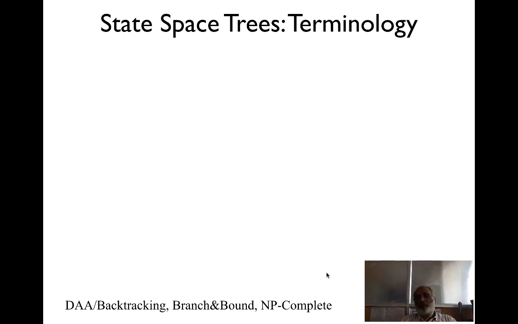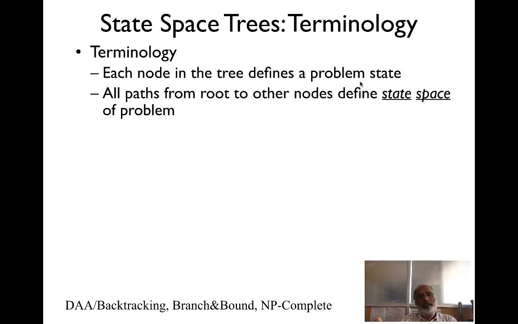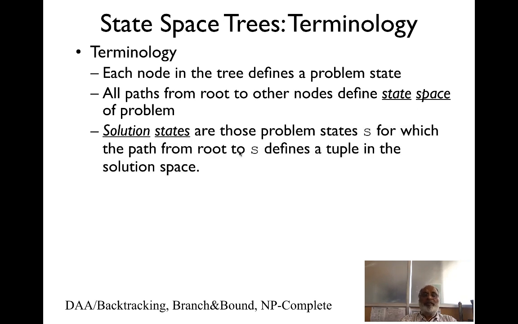So let's look at building a tree. To make it clearer, we need to use some terminology. Let's define the terminology. In our tree, each node defines a problem state which we need to explore. Some nodes will indicate a solution. A path from the root to a given node indicates a state, called a problem state. So these are possible solution states.